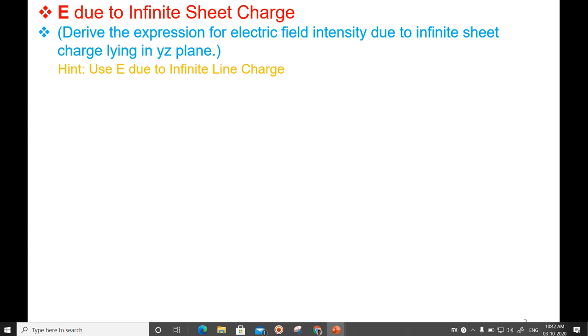So E due to infinite sheet of charge. Already we have seen the electric field intensity due to point charge, volume charge and infinite line charge. Next, the sheet charge is left out. So yes, we'll try to derive it.